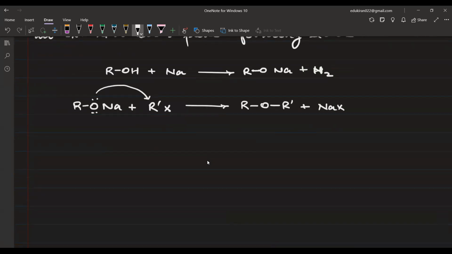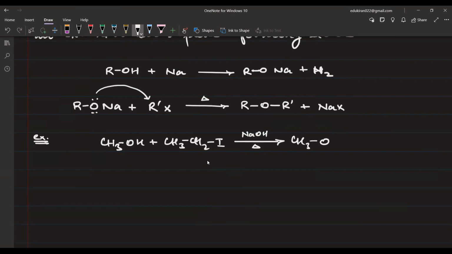Okay, so please write some examples. We have CH3OH plus, let us say, CH3CH2I in the presence of NaOH. This requires some heat also, but just warm temperature, not so much heat. First, this alcohol will react with NaOH and the alkoxide ion will form, and the alkoxide ion will react with CH3CH2I. So you have to make CH3O, remove the iodine, and then you will have CH2CH3. Okay, that's it.